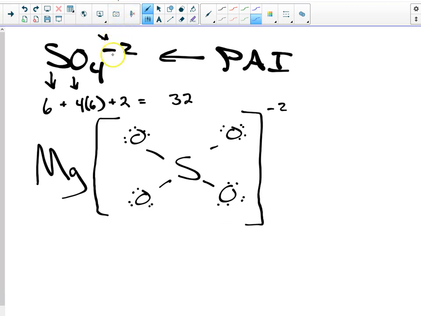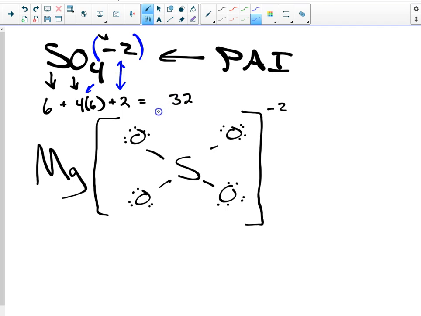Okay, this one is the SO4 minus 2. Usually I have you work it through, but it's already drawn. All right, so with the polyatomic ion, make sure you remember, if it's a negative, we add 2 things because we're talking about electrons. So we had 6, and then 4 times 6, and then the plus 2 came from here. You okay with that? And we end up with 32.